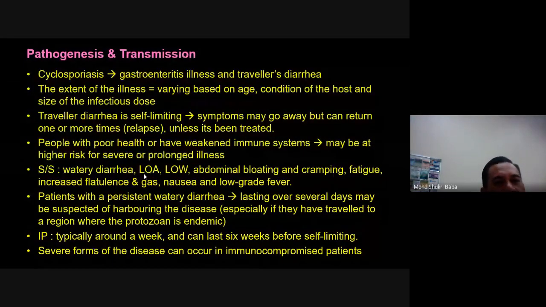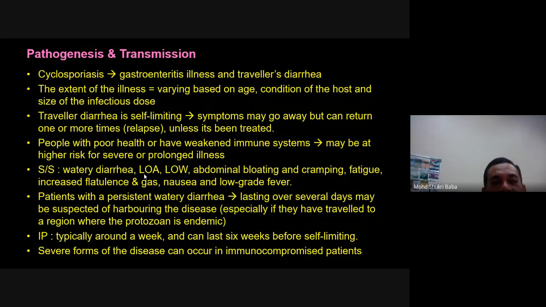Cyclosporiasis can lead to gastroenteritis illness and traveler's diarrhea. The extent of the illness varies, okay, based on the age, condition of the host, and also size of the infectious dose. Size of infectious dose tu maksudnya berapa banyak oocysts that you consume in the water, okay, that theoretically semakin banyak semakin cepat you dapat, ataupun semakin tinggi possibility you get infected.